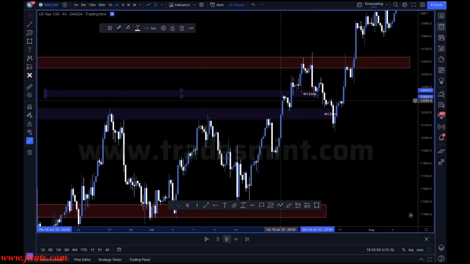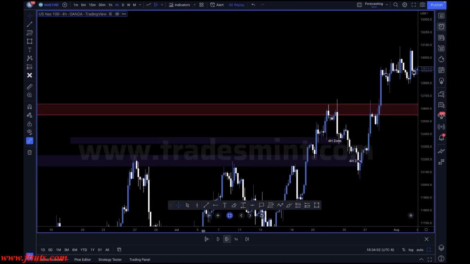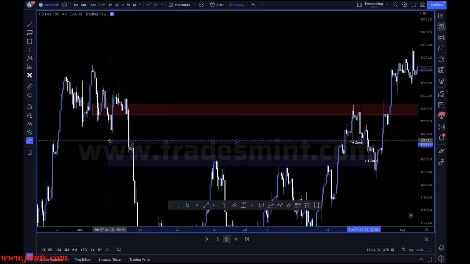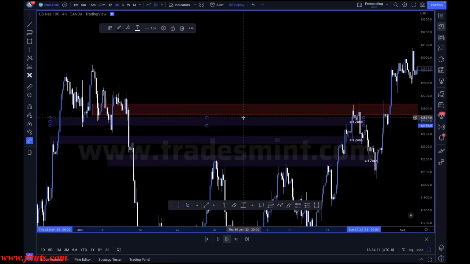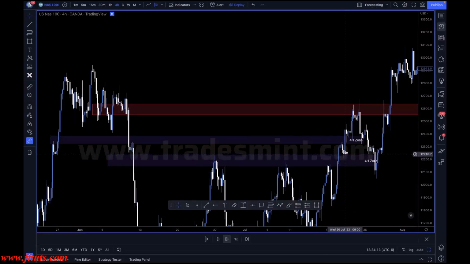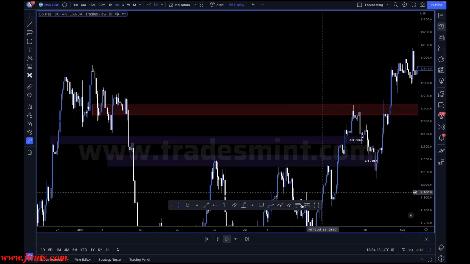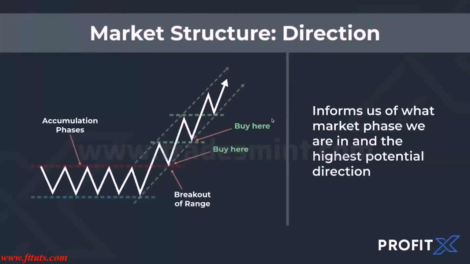Big, strong candles here. So once it starts to rally, we can take these buy positions. We can buy here on the break. Once it breaks above here, we can buy again here. Okay. So if we go back to what we were talking about, the accumulation phase, market structure breaks out of it, and that gives us the direction. Now we know it's a high possibility that we're in the markup phase.